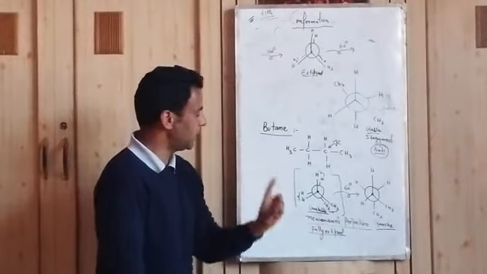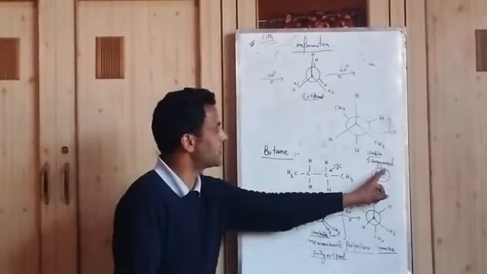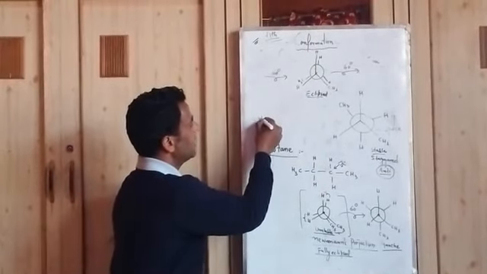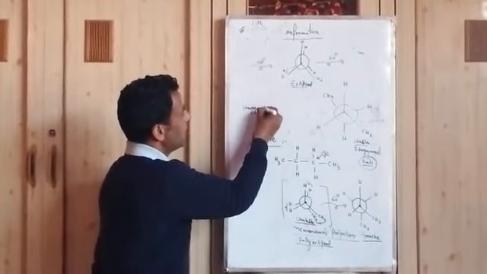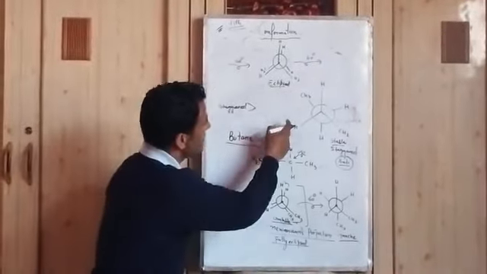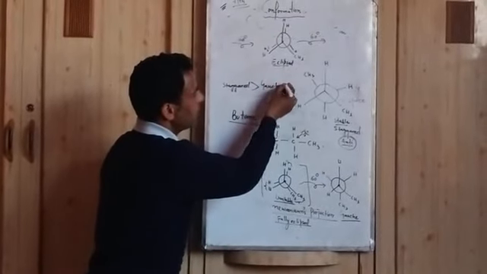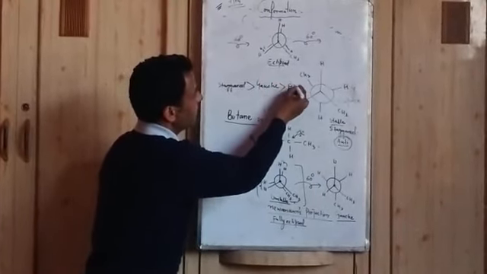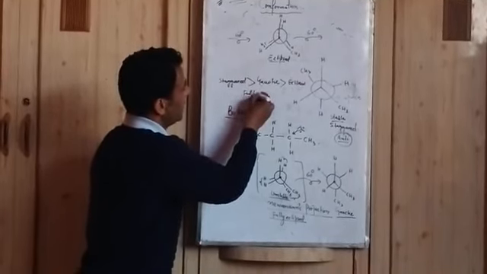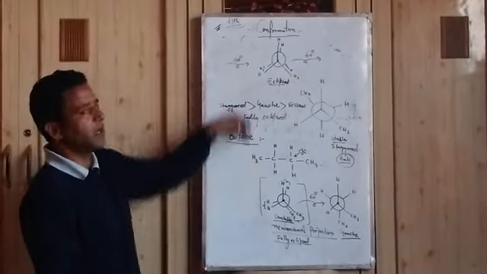For conformation, you have to remember one thing: eclipsed, gauche, eclipsed and staggered. Which is the most stable? The most stable is staggered. Staggered has the most stability, on the basis of low energy. Which is the second? That is gauche. Which is the third? That is eclipsed. Which is the fourth? That is fully eclipsed. So this is called the conformation.